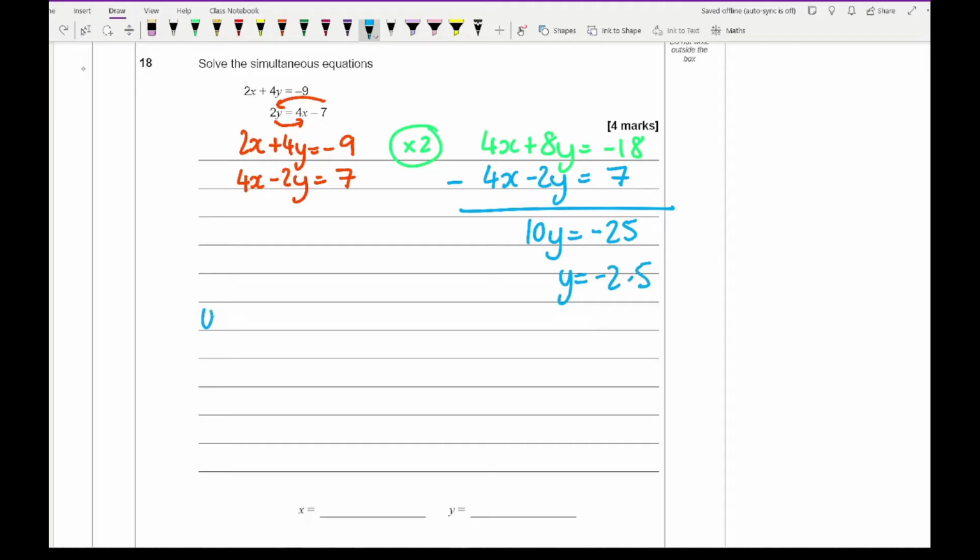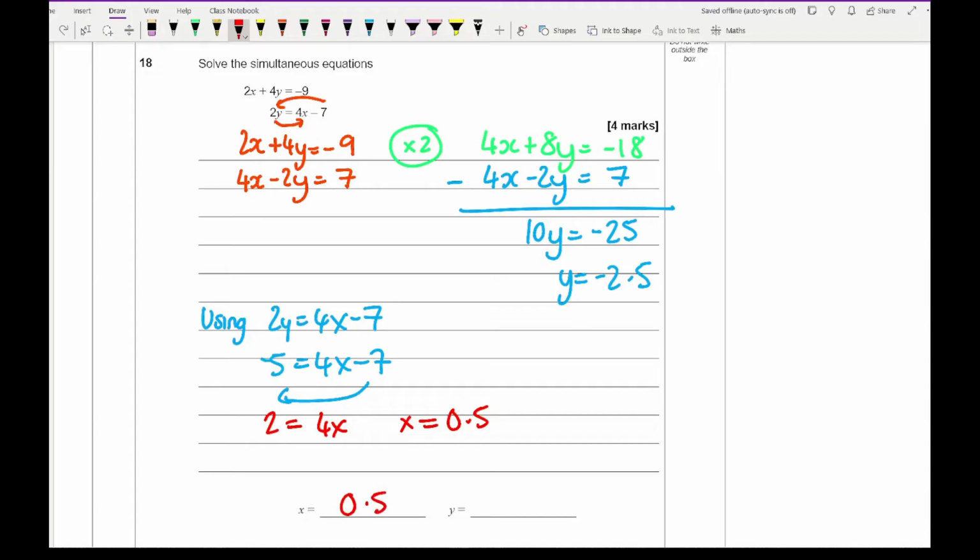So then using one of the equations, and you go for the easiest one, it doesn't really matter which one you go for, so let's go for 2y equals 4x minus 7. Well, 2y is minus 5, so minus 5 equals 4x minus 7. Take the 7 over, so I then get 12. No, I'm not. I'm going to get 2. I get 2 equals 4x, so x equals 0.5. So my two answers then are 0.5 and minus 2.5. And if you want to write them as fractions, that would be absolutely fine as well.